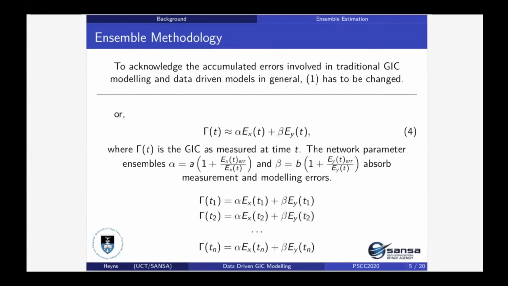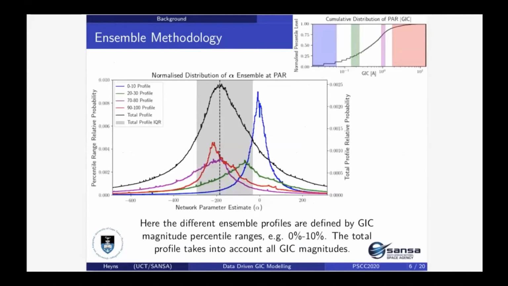Assuming independence over time instances, we can solve for alpha and beta using pairwise combinations of whatever time series we want to use. The result of the ensembles are in fact distributions, as can be seen here for the alpha parameter at Paradise. Described further in the paper are also the different regimes of network parameters. These different ensembles were trained using different levels of GIC strength.